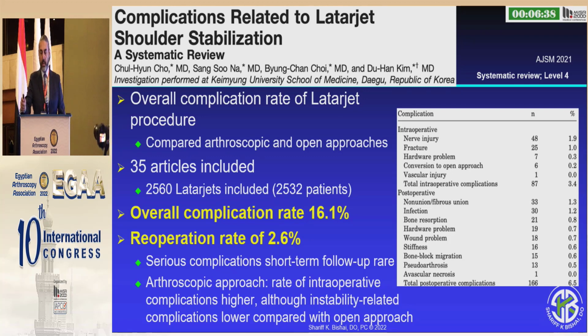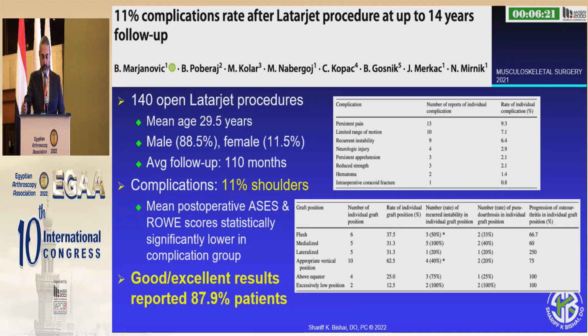But again, remember, this is a salvage type procedure. We're going to see complications with this, as usually they've had multiple problems, whether multiple dislocations or even multiple surgeries. So they're going to have issues that are going to require them to have more procedures in the future.